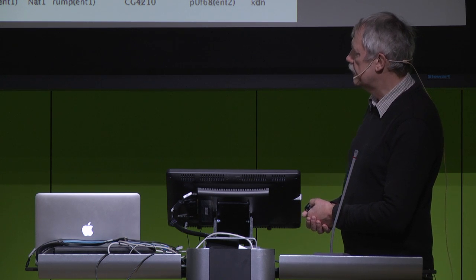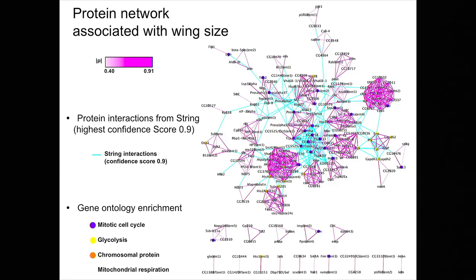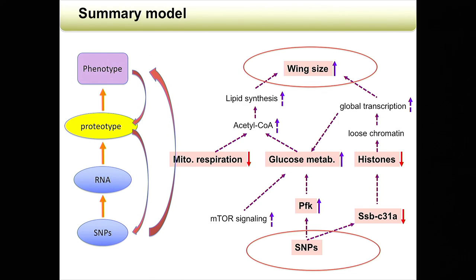What we find here, we've also found some of the signaling systems, but we find that there is a subtle change in the energy landscape. So there is a shift from glycolysis to mitochondrial respiration, or the other way around, which strongly associates with the wing disk size, and we find a subtle change in chromosomal protein, basically histone packing, that is also associated with this wing disk size. So this is the picture that is emerging, which to us was really a surprising picture, and actually an interesting one for reasons of medicine, as we'll come back to in a minute.